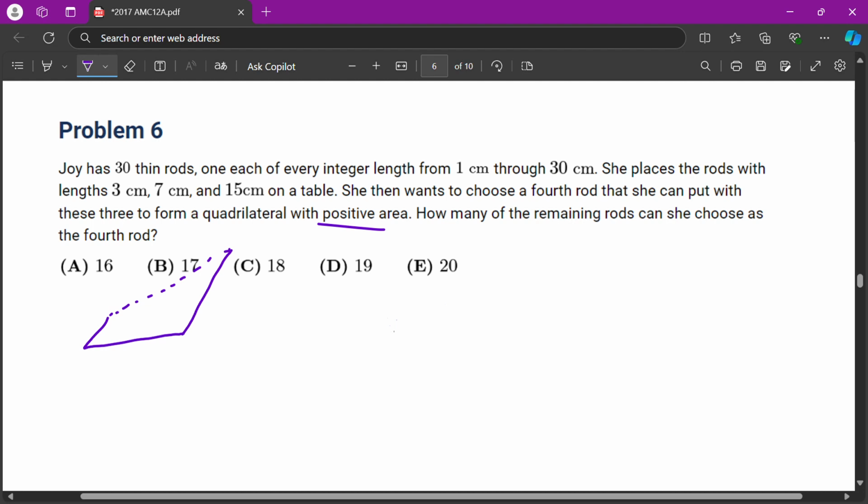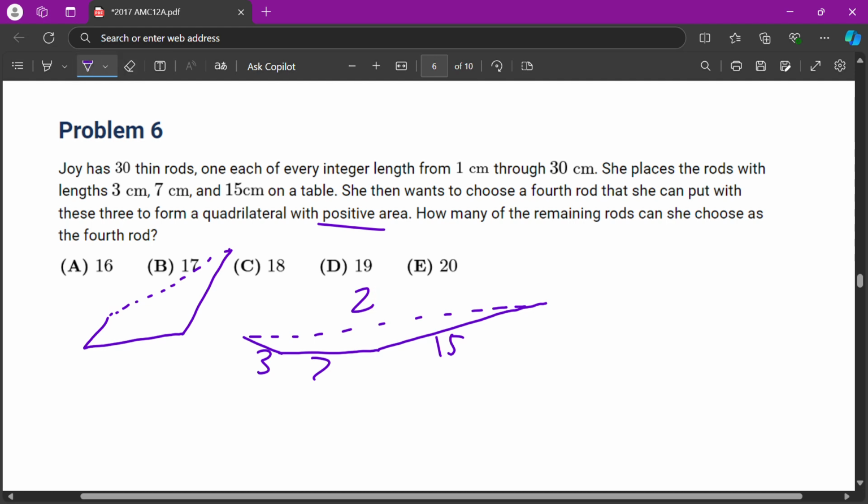So 3 and 7 and 15. Let's make a really narrow one. So we have 3. That doesn't look like 3. 3, 7, and 15. We got a really long one here. Now, if we were to break this rule and make just a line, it would be 3 plus 7 plus 15. So 10 plus 15 is 25. If this was 25, this whole thing would be a line, so it cannot be 25.